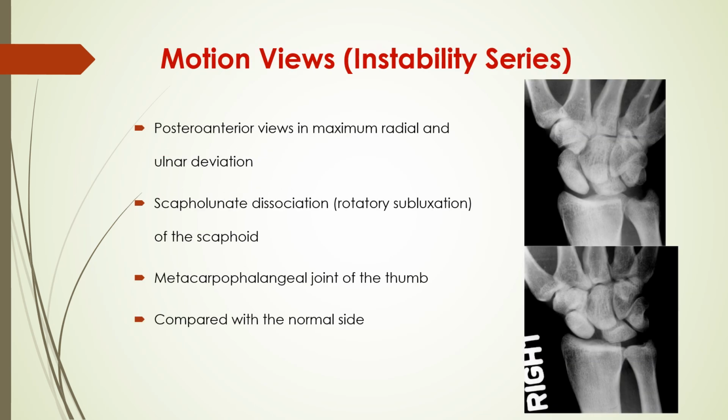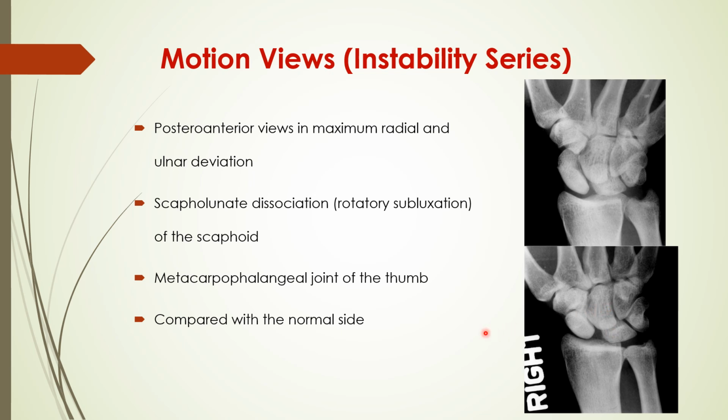You should also have some idea about the motion views, also called the instability series. Basically you want to know whether there is any ligamentous injury using only x-rays. The most commonly done views are posterior views with maximum radial or ulnar deviation, or with maximum extension or flexion. You can see this appears normal, but once you do maximum radial deviation, this space opens up. So there is a scapholunate dissociation and you can investigate it further or treat it accordingly.